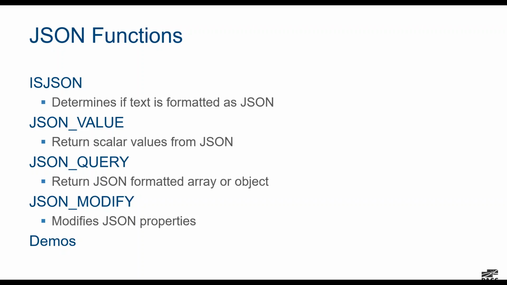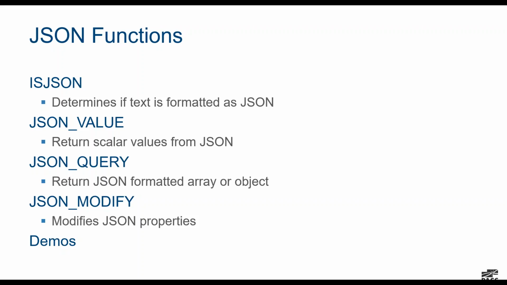JSON_QUERY will actually return a JSON formatted array or an object, so it's basically grabbing a subset. That's helpful if you want to pull a subset of data, or you want to grab the array and then do something with it when you get it, like use OPENJSON to turn it into a table. This lets you grab the piece of JSON that you want and work from there.